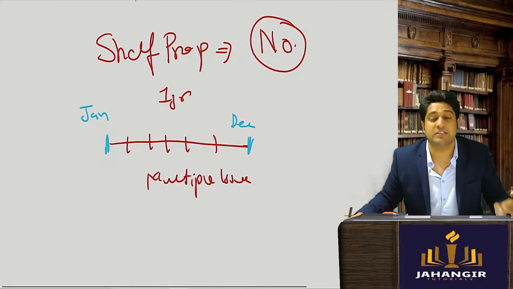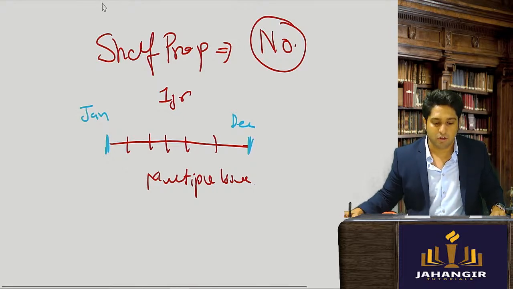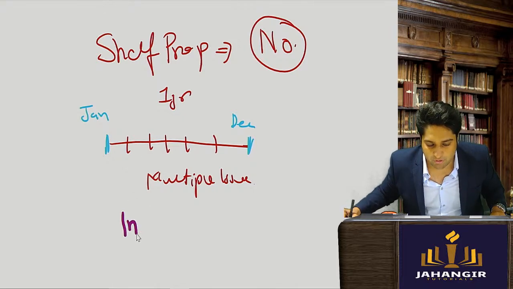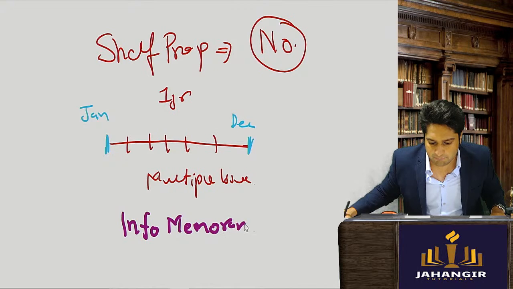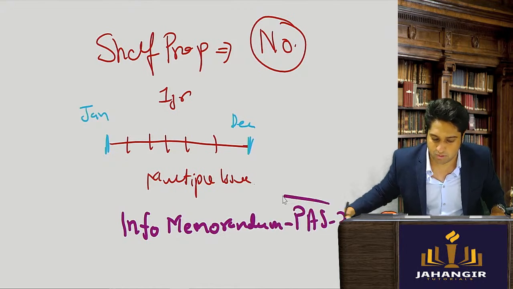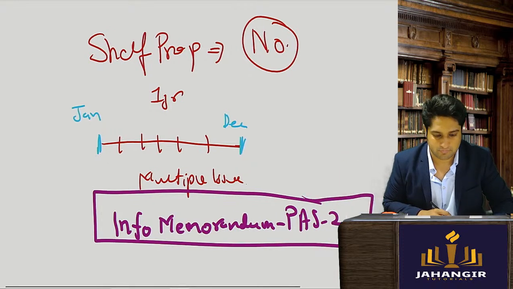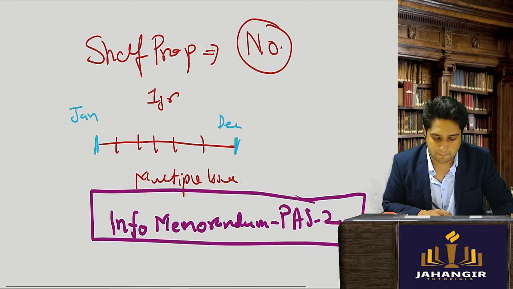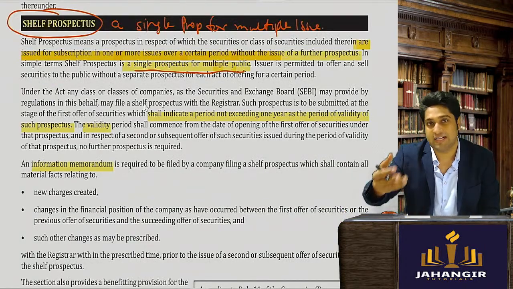So they have to file a specific form. Can anyone tell me what is the form number? And you actually have to inform them. That is called as an information memorandum. Information memorandum needs to be filed, which is in PAS 2 every time they go for public issue. Concept clear? Yes or no? Yes. So let's see. Now let's read from the book.